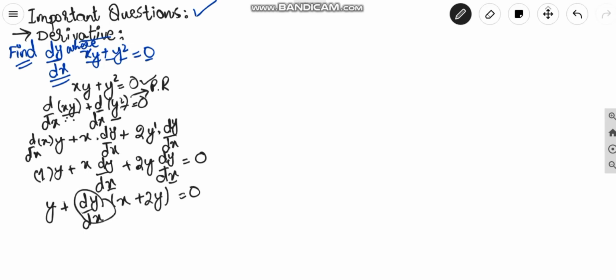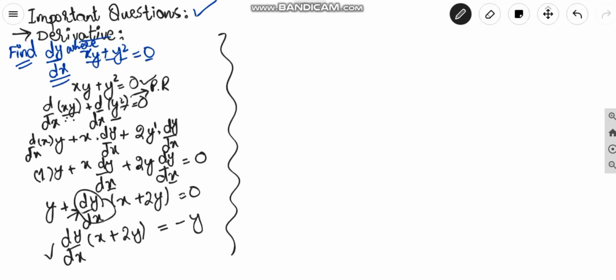As we have to find out the value of dy by dx, that is why we have separated it from all the terms. So now our equation becomes dy by dx into x plus 2y equals minus y. We have to find out the value of dy by dx, so let's separate it. Dy by dx will become minus y over x plus 2y. So you have observed it's also easy.